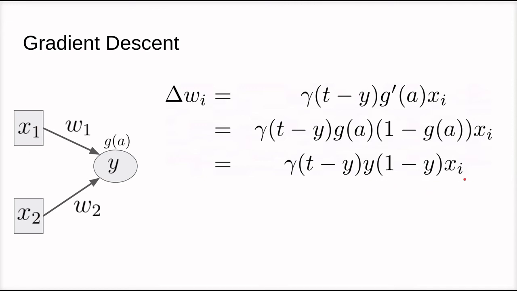And this is a handy way of writing this out, because we only need to evaluate y once to get all these quantities if we're going to compute the gradient, and we don't need to have a special function in addition to the actual transfer function to compute the gradient update. So this makes things a little bit simpler.